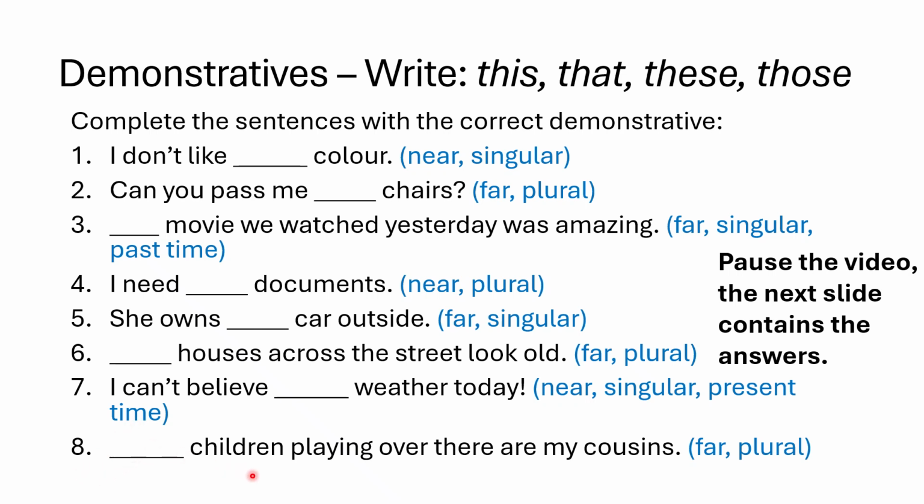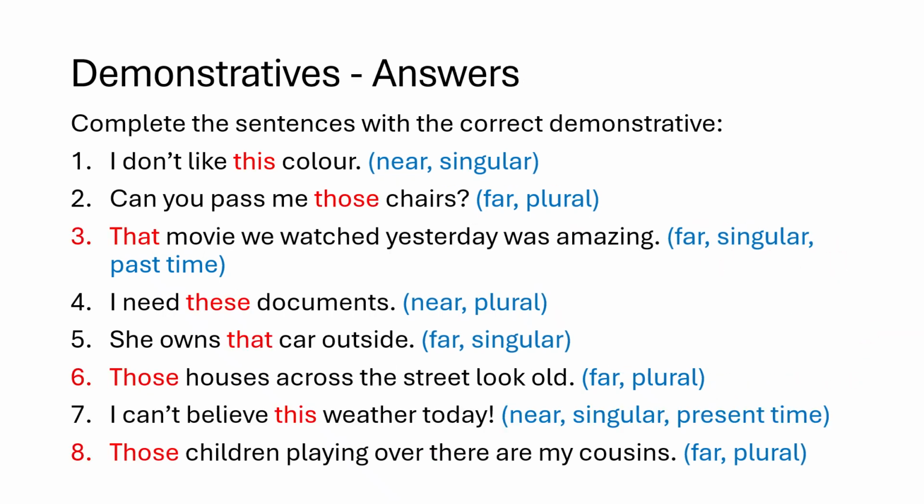Eight. Children playing over there are my cousins. The demonstrative you need to choose will show far and plural. Pause the video. The next slide contains the answers.